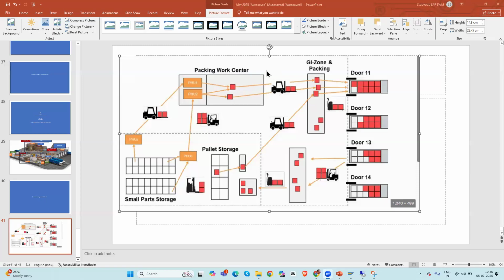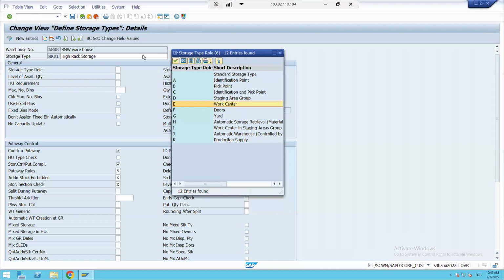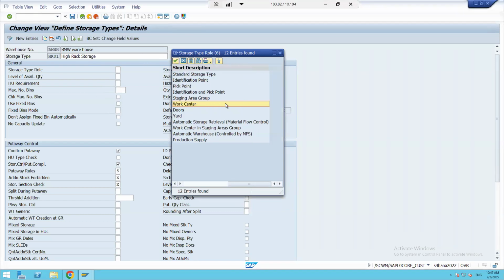No, it will not. It depends, only a few goods. If the requirement of consolidation or deconsolidation is there, then only it will go to the work center. If not, it will not go to the work center. Okay, work center is one of the storage types here. Okay, we have different storage types and the role will be with respect to work centers.